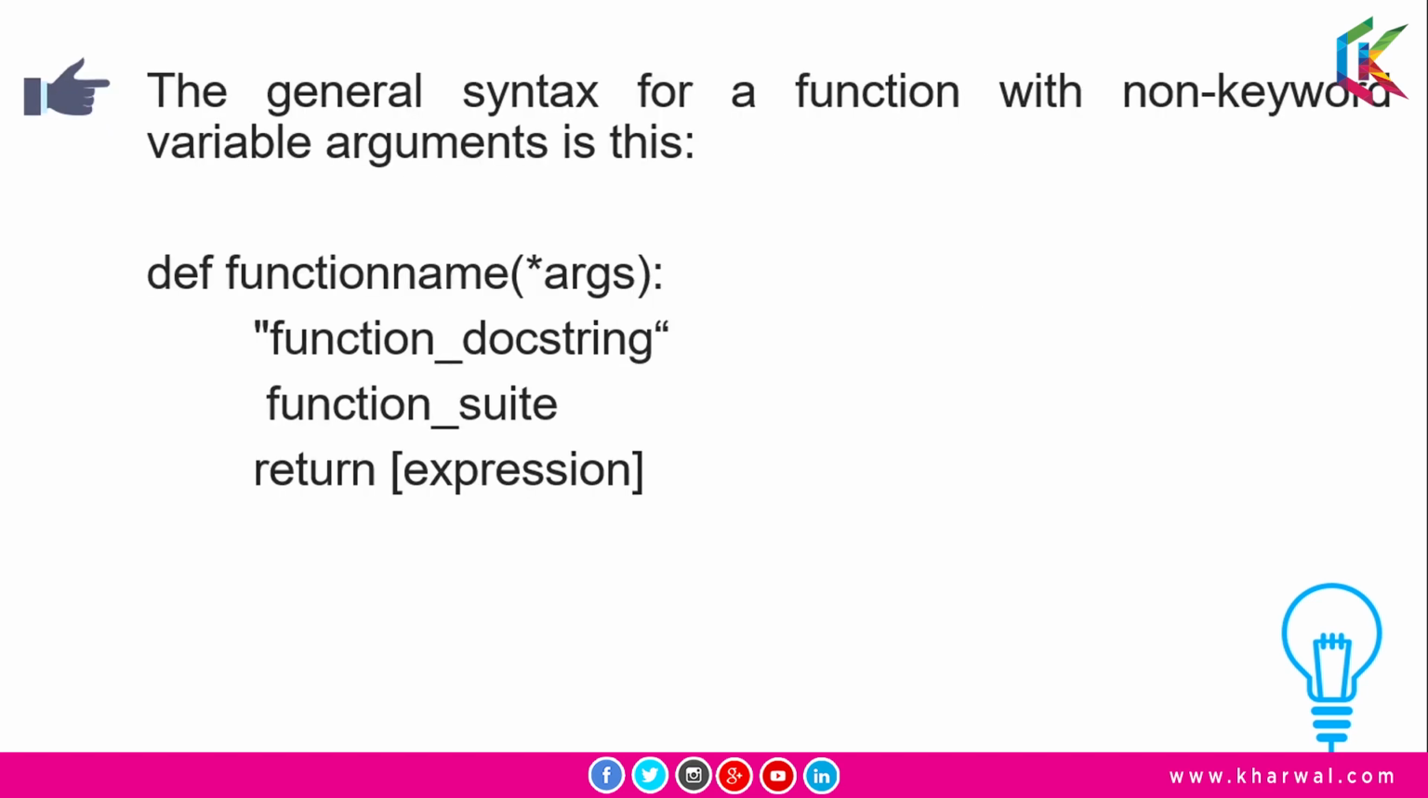Here is the general syntax of variable length arguments. An asterisk is placed before the variable name that will hold the values of all non-keyword variable arguments, and here is the asterisk, and then the documentation string, function suite, and return expression. So let's open up Sublime Text and I will show you the working of variable length arguments.